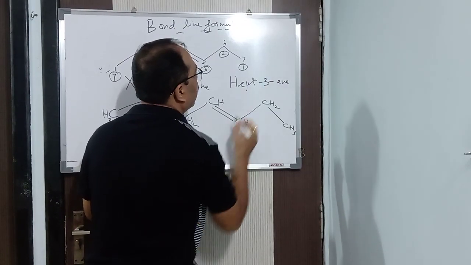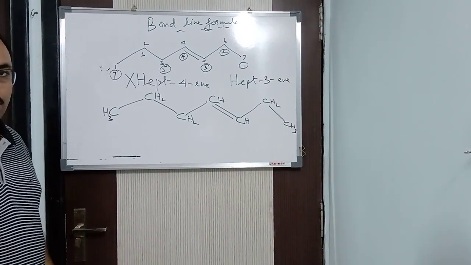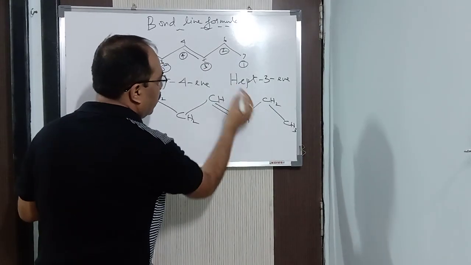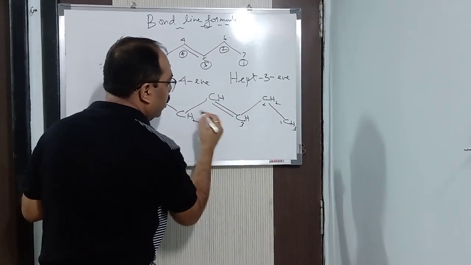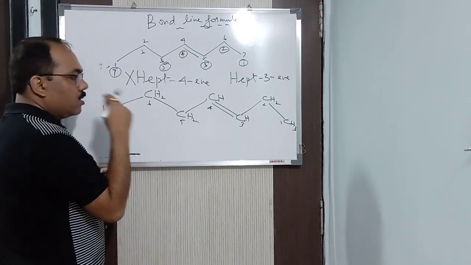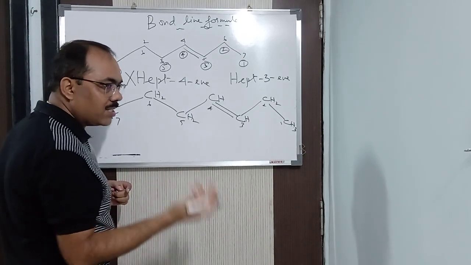So this you have already studied: I should give the lowest number to the functional group, and the lowest number to the prefixes. So in this case, what do I have to do? Same thing. This compound I have written here: 1, 2, 3, 4, 5, 6, 7. Same thing. If you don't understand it, initially in the beginning you will not understand the bond line formula.